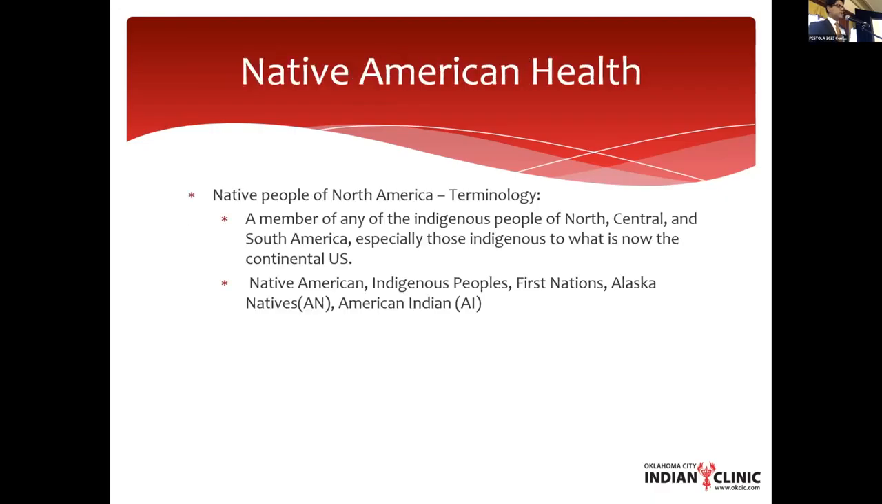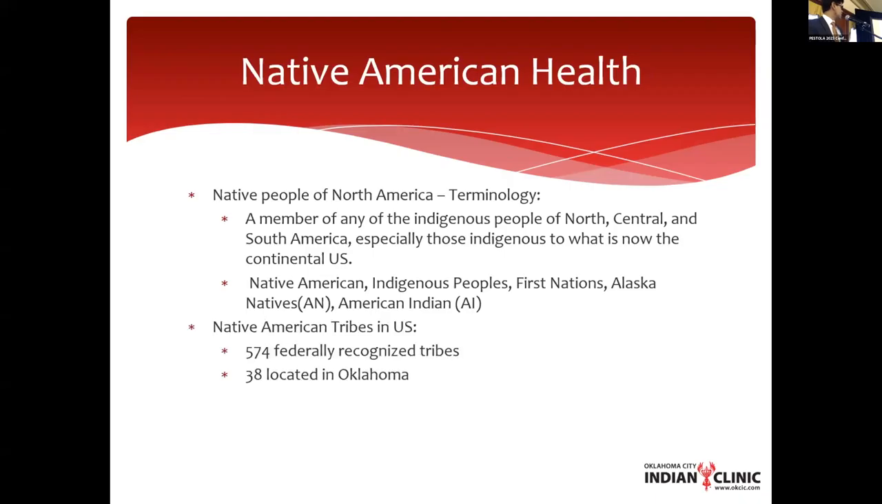First, I wanted to go over the terminology. Most of us know who Native Americans are, but they're basically a member of any indigenous people of North, Central, and South America, especially those indigenous to what we now know as the continental United States. They are also referred to as Native American, indigenous peoples, First Nations, Alaskan Natives, or American Indian. There are about 574 federally recognized tribes, out of which 38 are primarily located in Oklahoma.